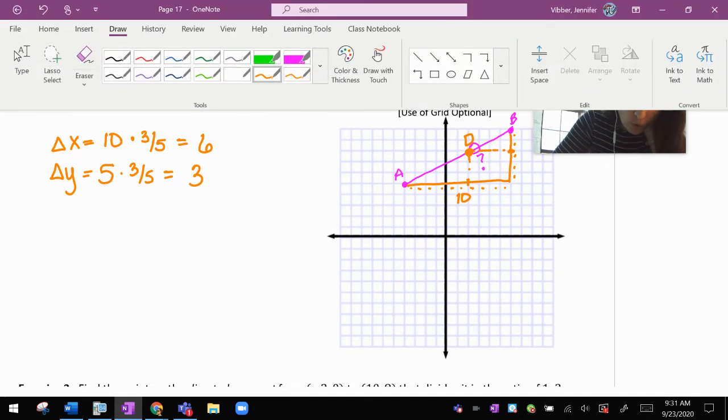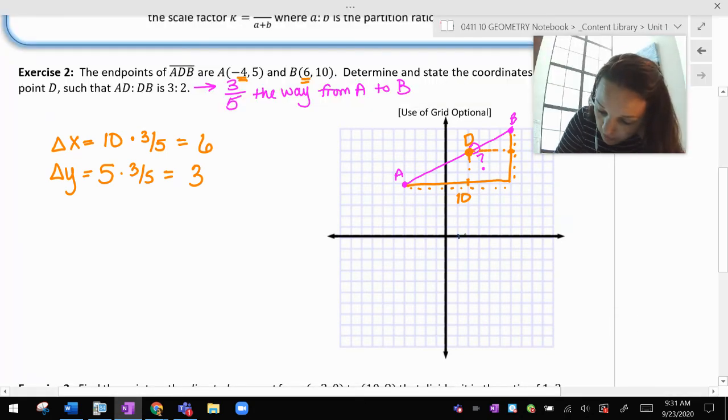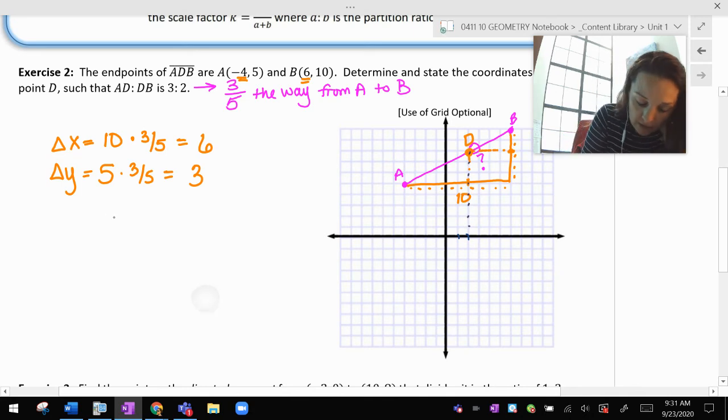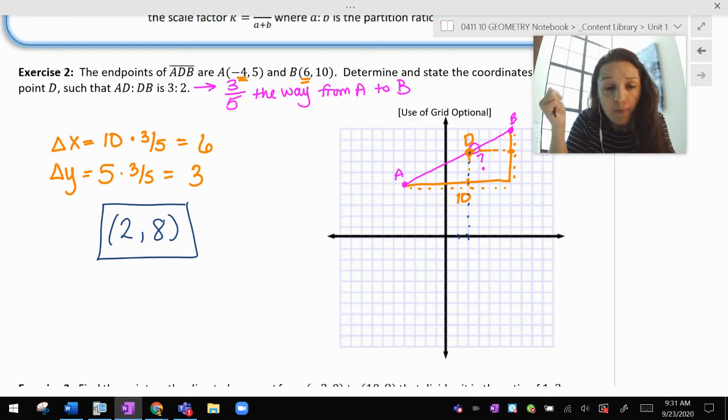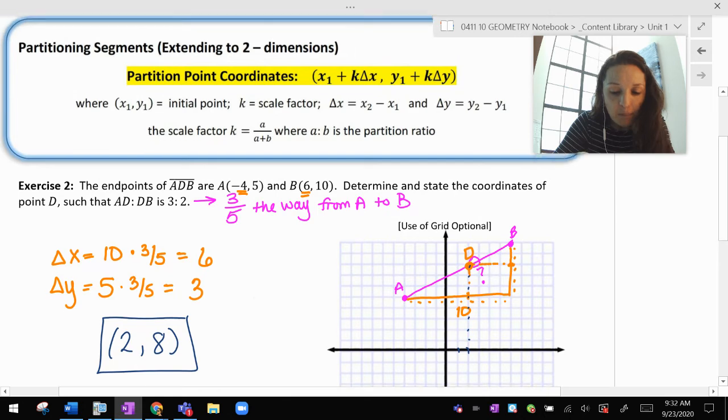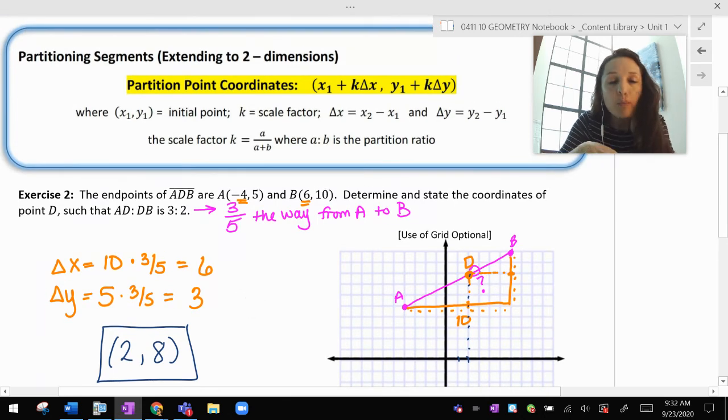Now, what are those coordinates? Let's figure it out. Over 2, up 8. 2, 8. Okay. There are lots of steps, but you just want to figure out how far did I go in the first place? Let's take 3/5 of the horizontal, 3/5 of the vertical, and figure out where I end up. That is what also happens in the box here, but I feel like there's so many variables that it gets confusing, which is why I don't use this setup.